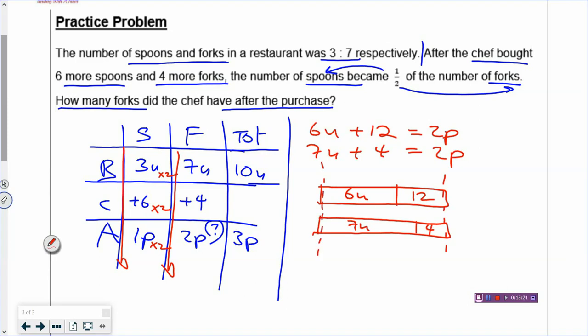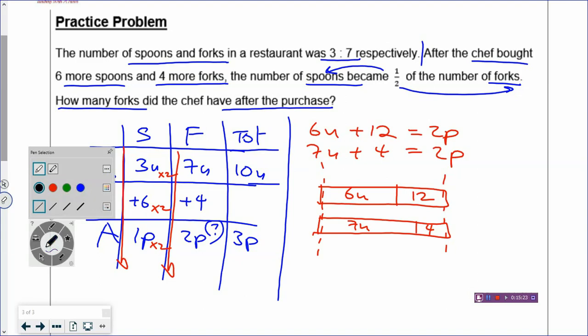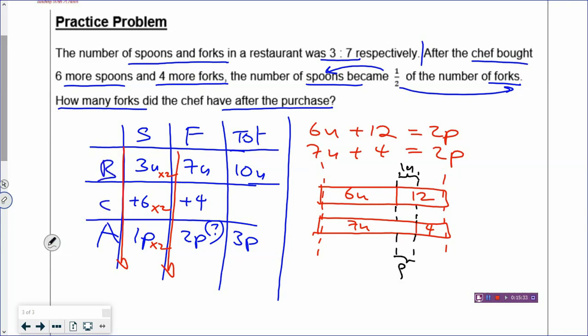Alright, once you've done that, then you look at the model and you find the difference. So can you find the difference in the units, which is 1 unit difference? Can you find the difference in the whole number? Yes, which is 8. 12 minus 4 is 8. So which means that your 1 unit is 8. Okay, then come back to the table. Can you find how many forks did the chef have after the purchase? Which is 2 parts. But I don't know how many is 1 part. I know 1 unit is equal to 8. So don't worry. Can you find 7 unit? So 7 unit is 8 times 7.